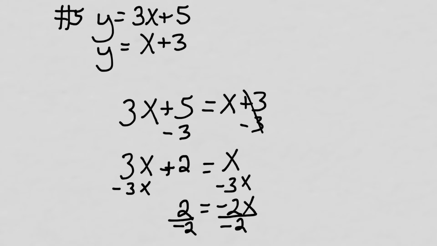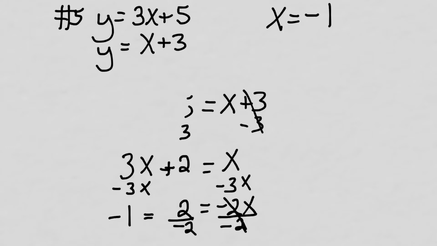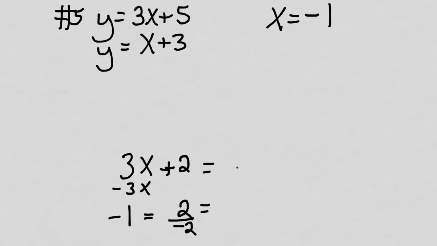Right? If we do that, then the -2's cancel. We get 2 divided by -2, which is -1. All right, so we've solved for x. X equals -1. All right, I'm going to erase all this. All right, we've solved for x.